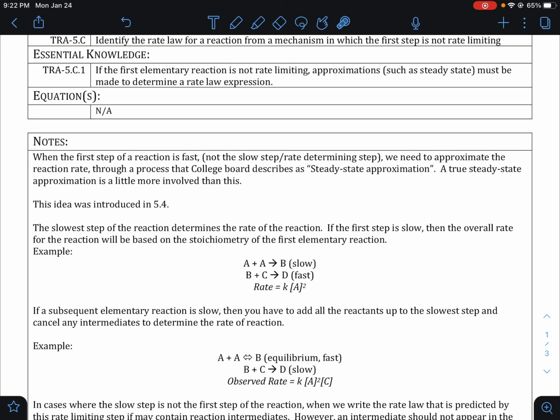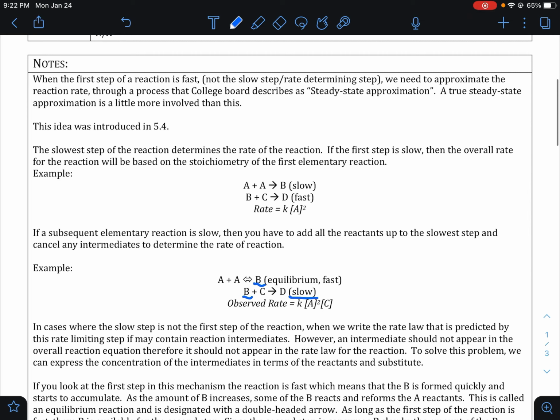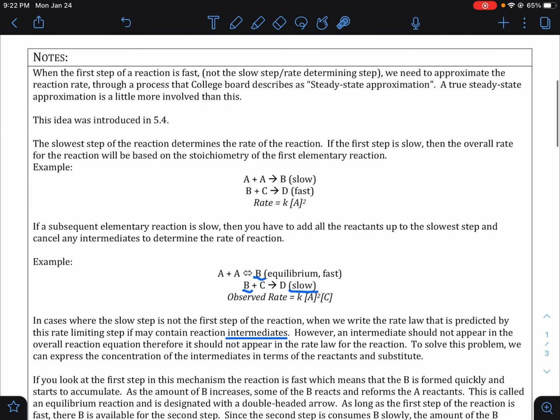Now, in 5.9, steady state approximation is talking about when we don't have the slow step as the first step. Because if we look at this example, you have B, and B is created or produced, and then it is used. So B is what we call an intermediate. Intermediates should not appear in the overall reaction. Therefore, it cannot appear in the reaction rate law. That's one of those minor things.